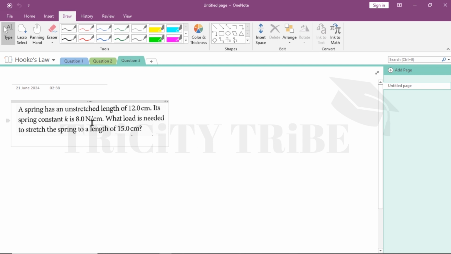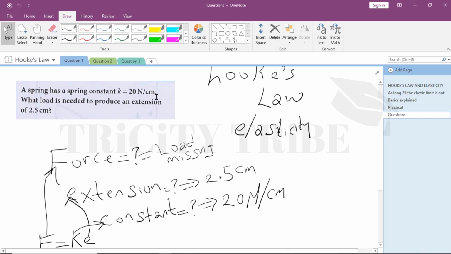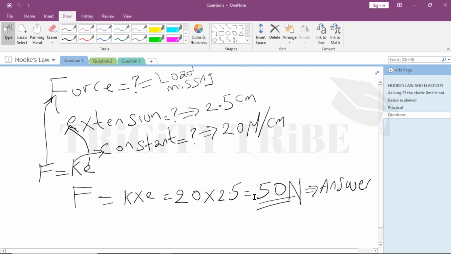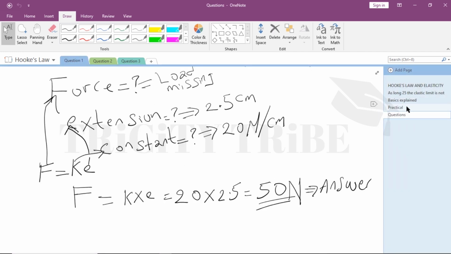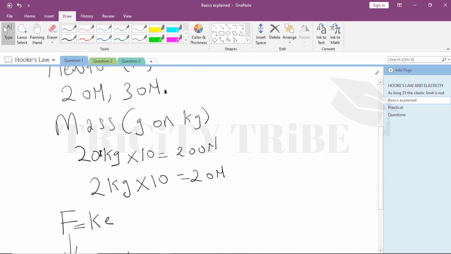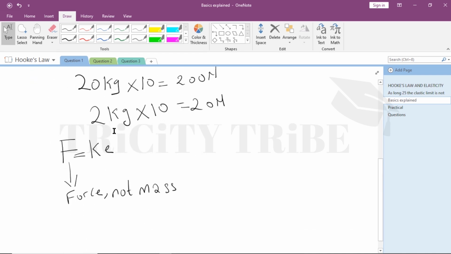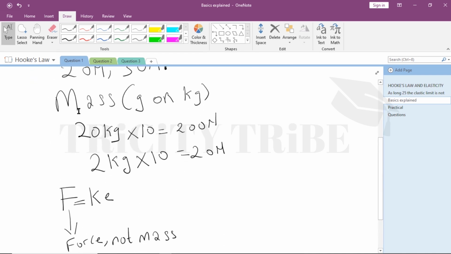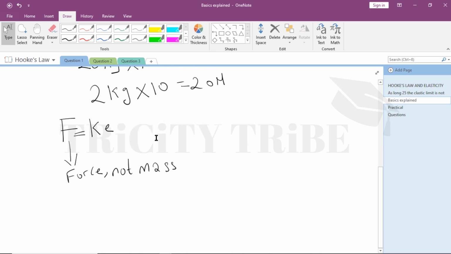Look at this. When we calculated our answer, it was in force. So many times when you are given a question in Hooke's law, you are expected to have force as one of the parameters. But if you are not given force, you might be given mass. So what you can do is always convert your mass to force by multiplying by 10. Do you understand?